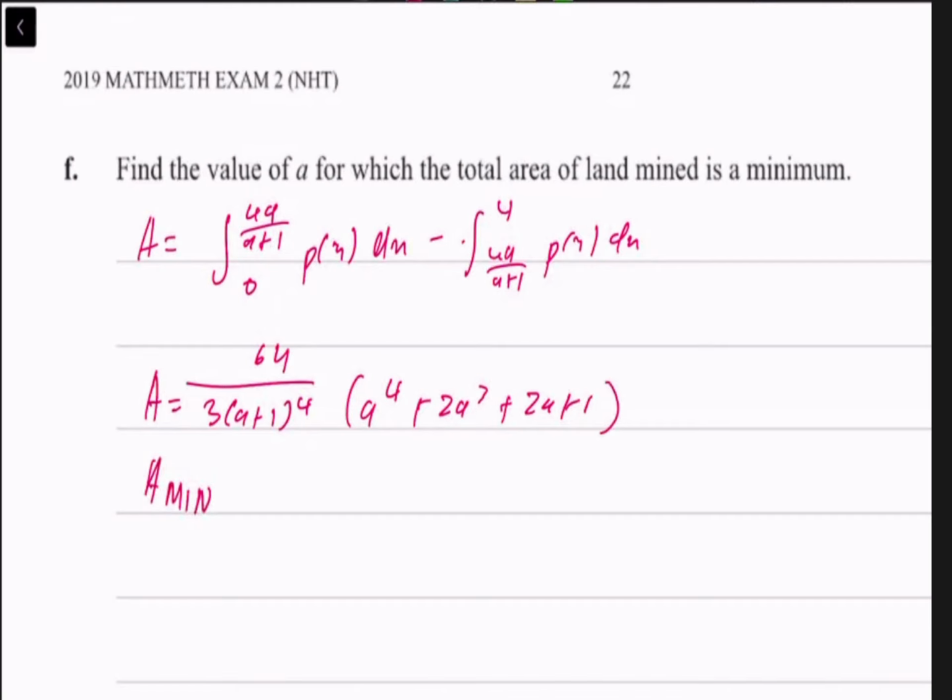You can either just use the CAS function, or if you don't have that function, just do d/dx equals 0. a is greater than 0, and you should get the minimum is when a equals 1.